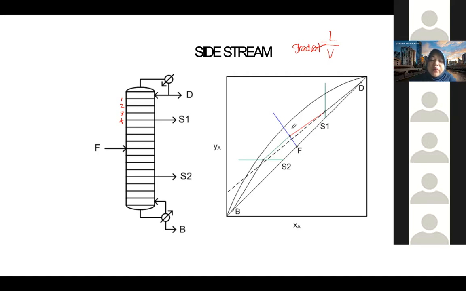Yeah, so if we have a number of side streams like this, then we have maybe a segment. The enriching section may have two segments, and also the bottom, the stripping section, also has two segments.